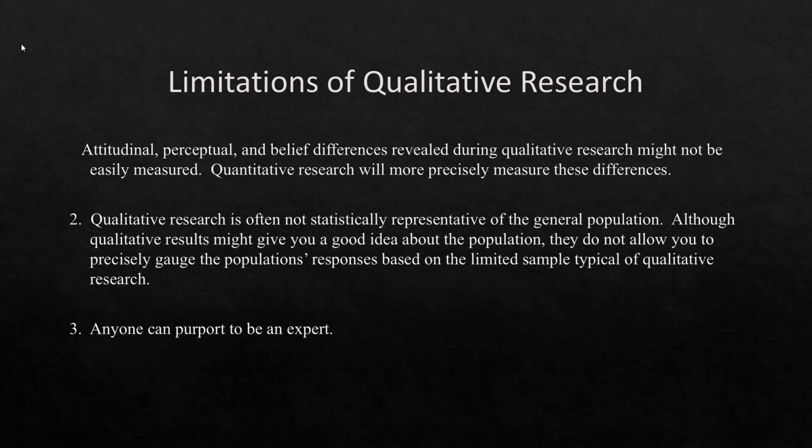Number two is about representation of the general population. Qualitative research is often not statistically representative of the general population because the sample size is small, and it usually is a convenience sample, so it's very limited. So usually qualitative research can only be used for exploratory purposes, not for definitive action or a plan.